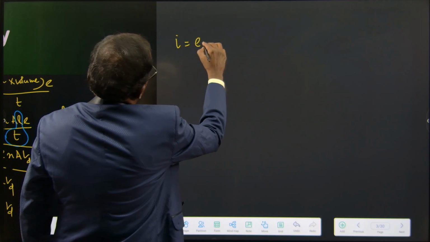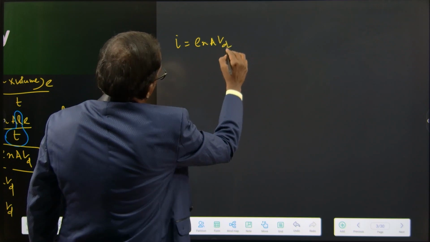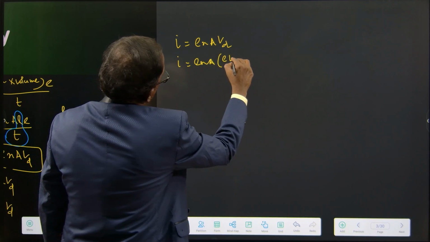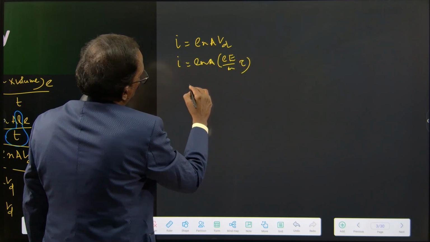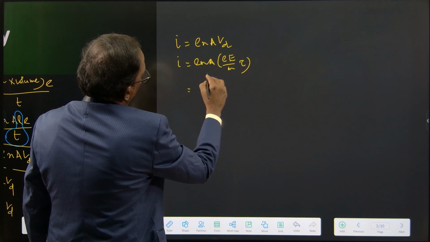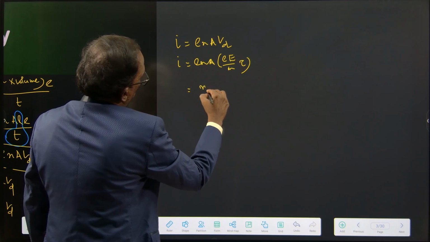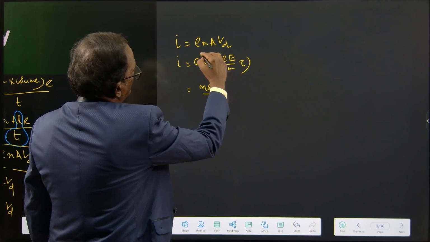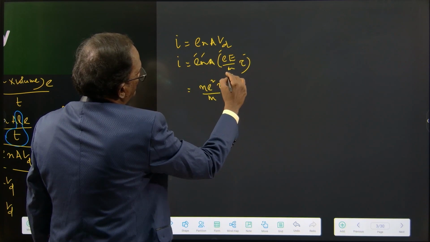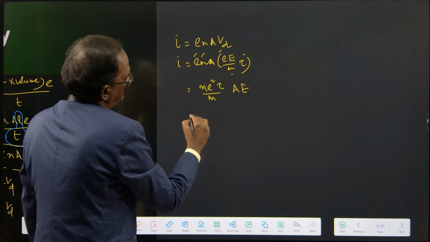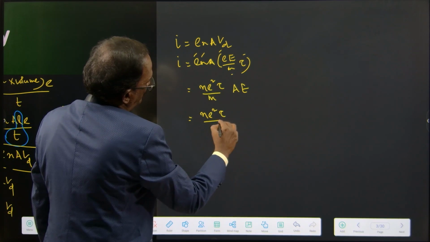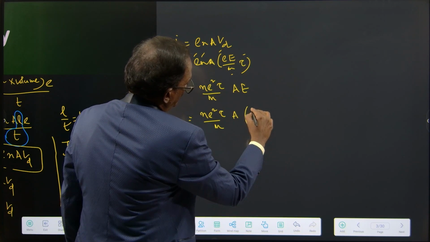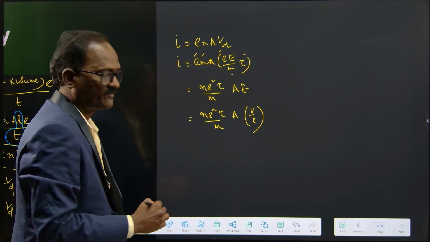I is equal to n A v_d. I is equal to n A e E by m into tau. Let us group them: n e squared tau by m into E. Instead of E, let me write V by L. E is written as V by L, right?